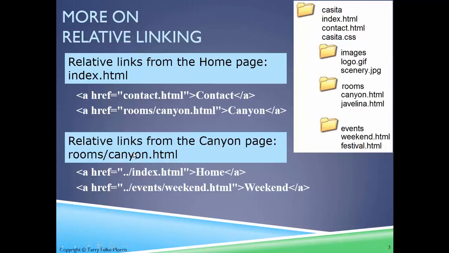From the Canyon page, shown right there, if we want to get back to the index page, notice we have to jump up. Right now we're in this level and we want to jump up to the other level. So we say ../index.html, which means the parent folder. And if we want to go down to events, we again use ../ to jump up, and then go to events, and then to weekend.